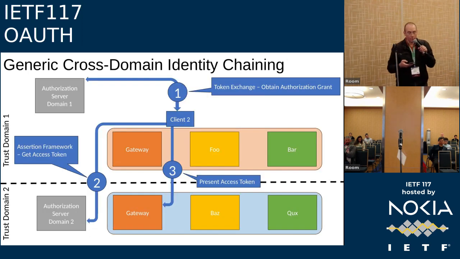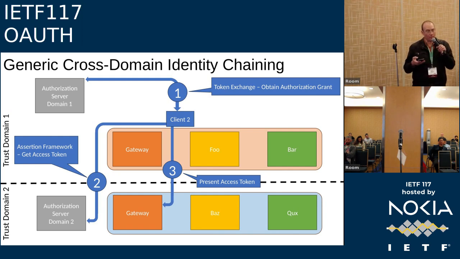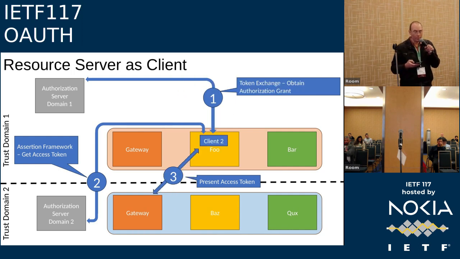So if we go back to our pictures, it looks like this, right? There's a client, and we'll talk more about that client. It can be one of the resource servers, it can be the authorization server, but essentially first it obtains this authorization grant, then they present it to the authorization server in the second domain, and once you obtain that, you can access through. And in the first model, that client can be a resource server, so the resource server becomes a client and acts in this way, and then there were cases that we talked about specifically.